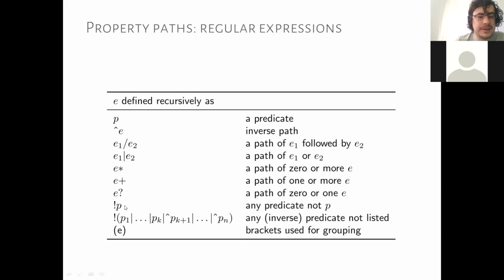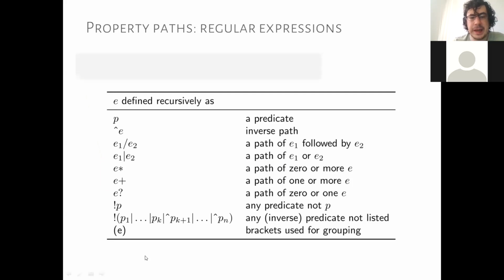Any predicate not P. So for example, if we had not cousin, then we would get all of the things connected to the nodes that are not cousins. We can give a list of nots. So we can say not P1 or P2 or P3 or PK, and not inverse PK plus 1 to PN. So we can give a list of all of the predicates that we're not interested in. And we can also use brackets for grouping. So we can say, for example, mother or father in brackets, star, which would be essentially all the maternal and paternal ancestors.